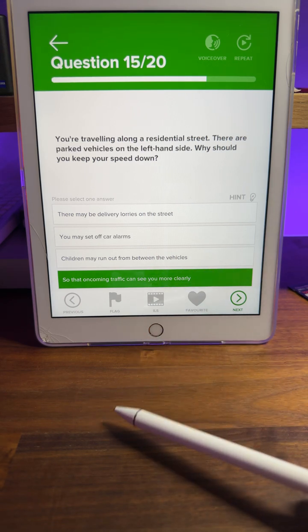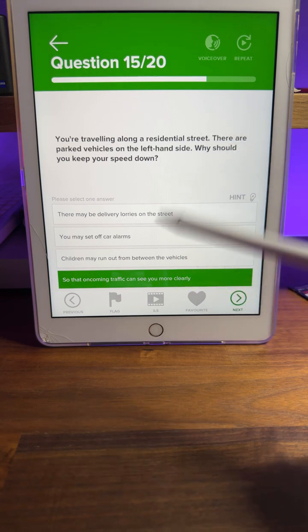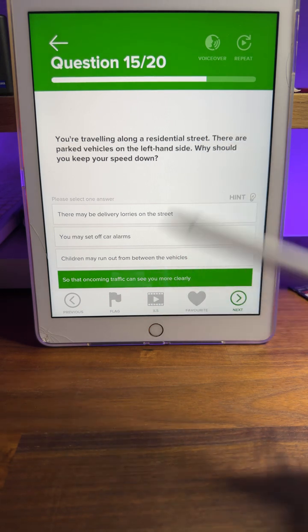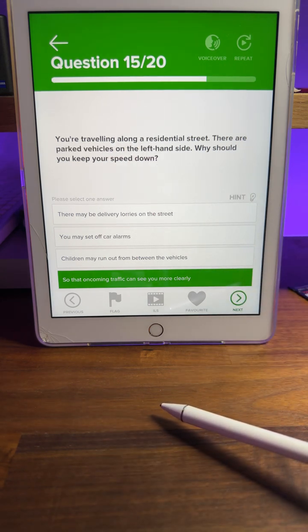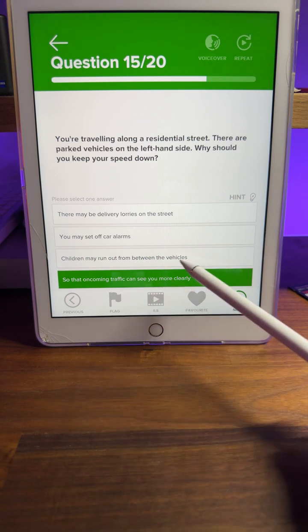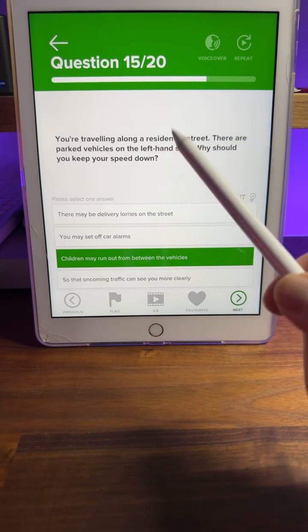Again, this one's really easy to think about. Which is the safest thing to do, and why should you keep your speed down? A lot of you are saying C, actually. I can pretty much see all of you've said C. Children may run out from between the vehicles. Absolutely right. You remember, the clue is there.